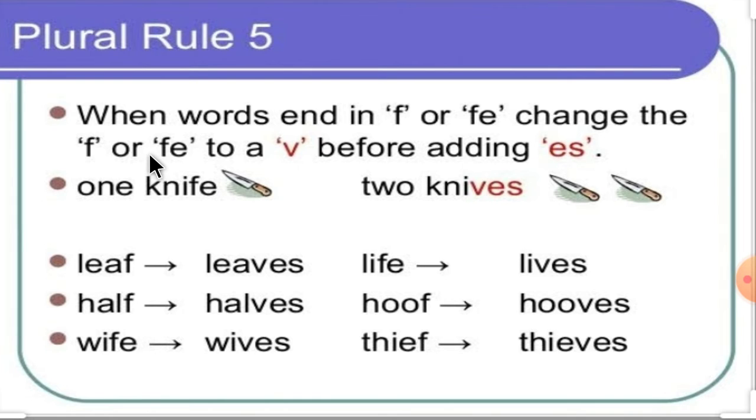Now see rule number 5. When words end in F or FE, change the F or FE to a V before adding ES. Let's see the examples. One knife, two knives.